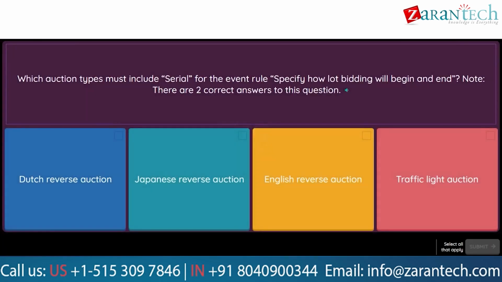Question: which auction types must include serial for the event rule? Specify how lot bidding will begin and end. Note, there are two correct answers to this question. Option 1: Dutch reverse auction. Option 2: Japanese reverse auction. Option 3: English reverse auction. Option 4: Traffic light auction.